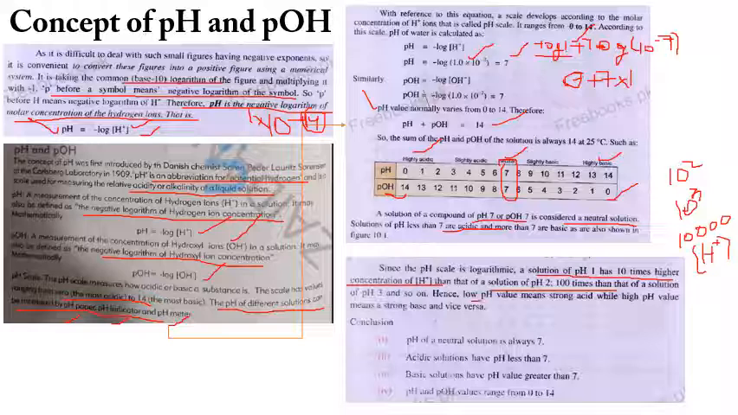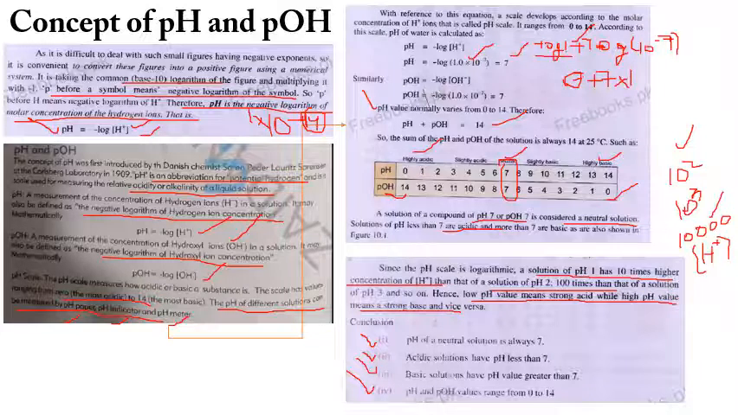Hence, low pH value means strong acid, while high pH value means strong base. Okay, you can see here 10 power 3 means H plus ion concentration increases, 10 power 2 means less. Hence the low pH means strong acid and high pH value means vice versa. Okay, the pH of a neutral solution is always 7, an acidic solution has a pH less than 7, a basic solution a pH greater than 7. pH and pOH range from 0 to 14.